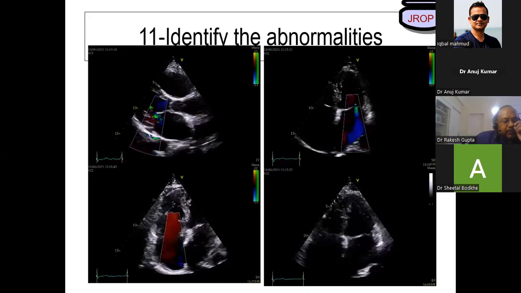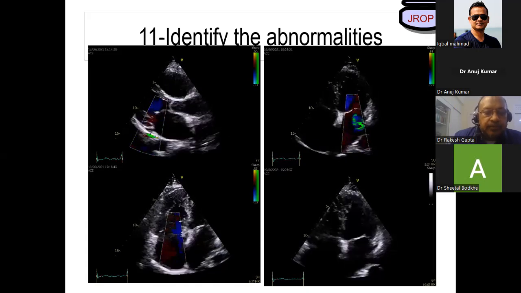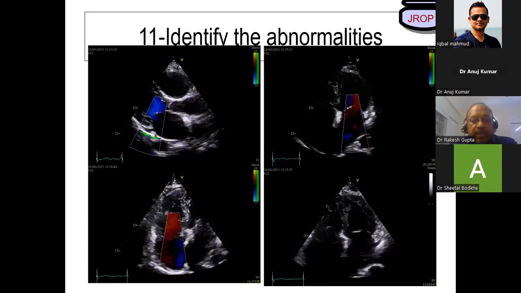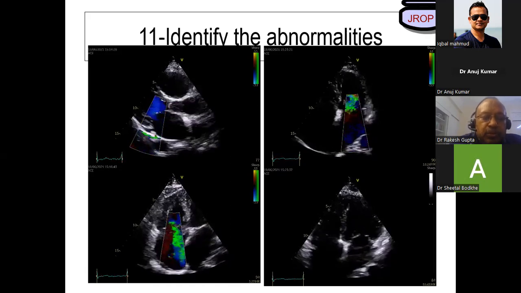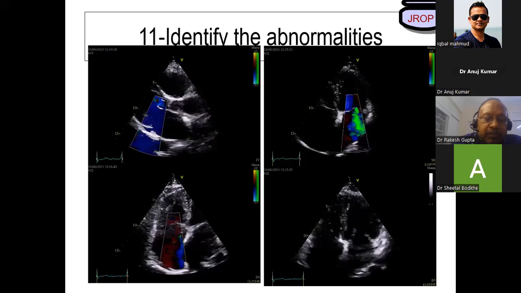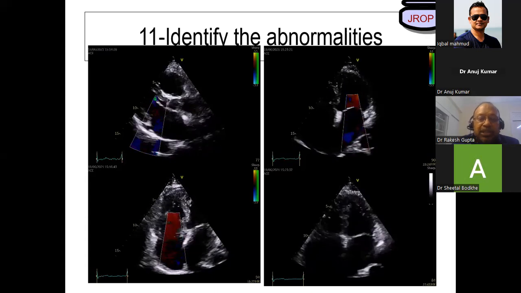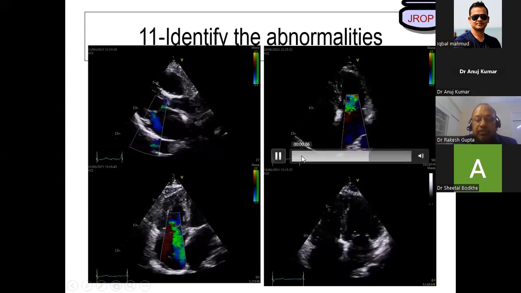There are 5 varieties of TR: mild, moderate, severe, massive, and torrential. The cutoffs are 0 to 3, 3 to 7, 7 to 14, 14 to 21, and more than 21. Anyway, sir, looking at all this picture, what do you think this patient is suffering from?